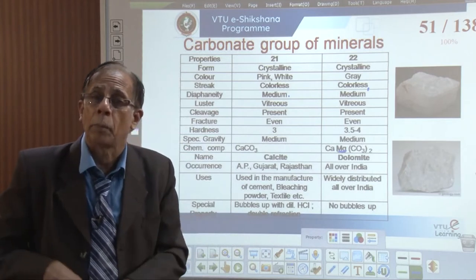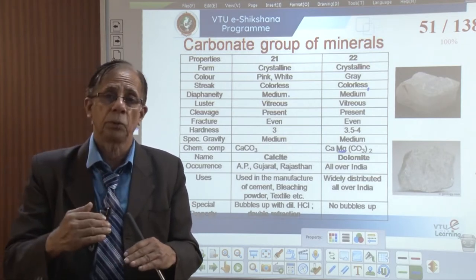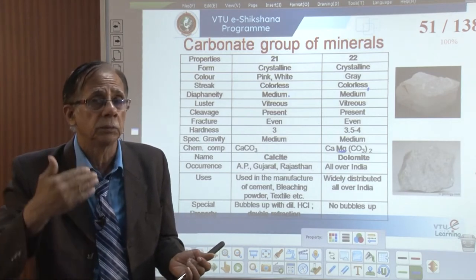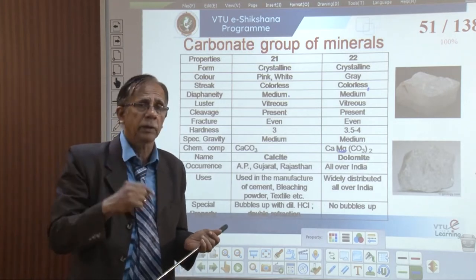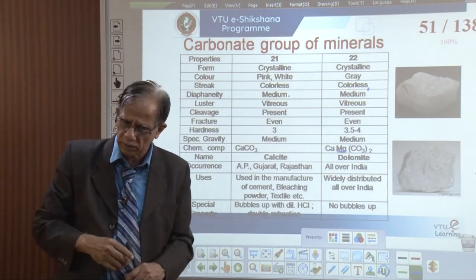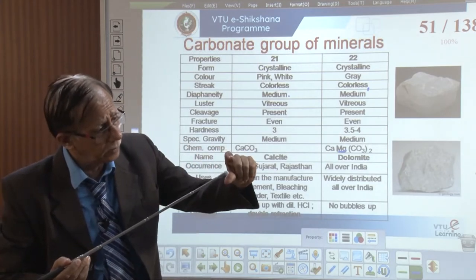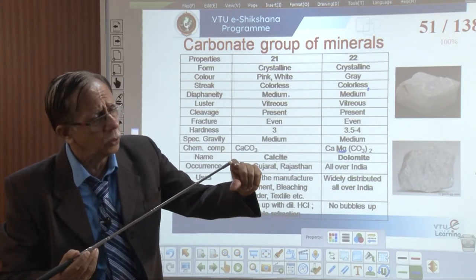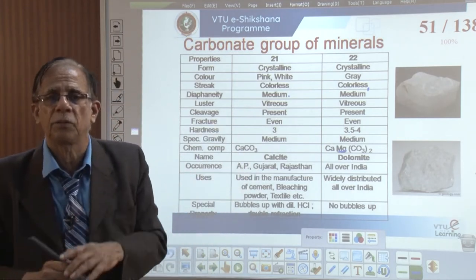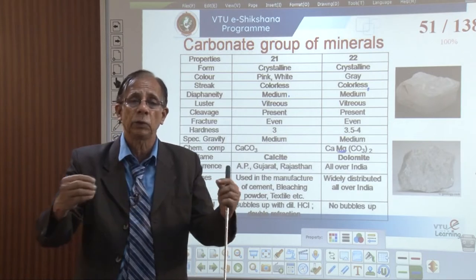Why not? Magnesium is less reactive compared to calcium. Therefore, when I put acid, calcium tends to release carbon dioxide and effervesce, but magnesium is less reactive. This is one reason. The second reason is magnesium has a special affinity towards climate. Therefore, if I have a specimen, magnesium can come and form a small thin coating on the surface, and that inhibits easy penetration of acid. Therefore, they do not release carbon dioxide and give effervescence immediately.